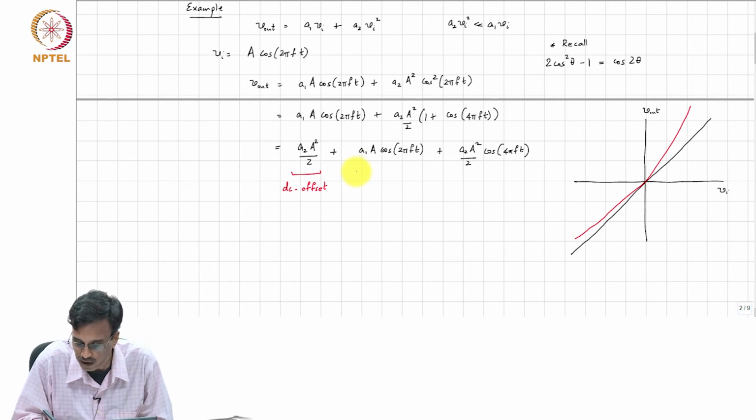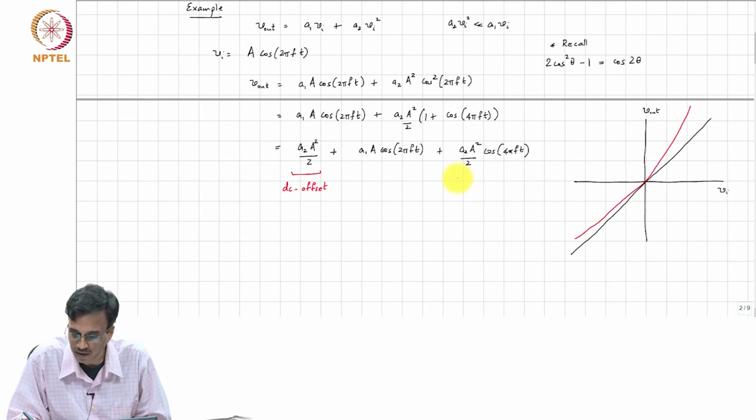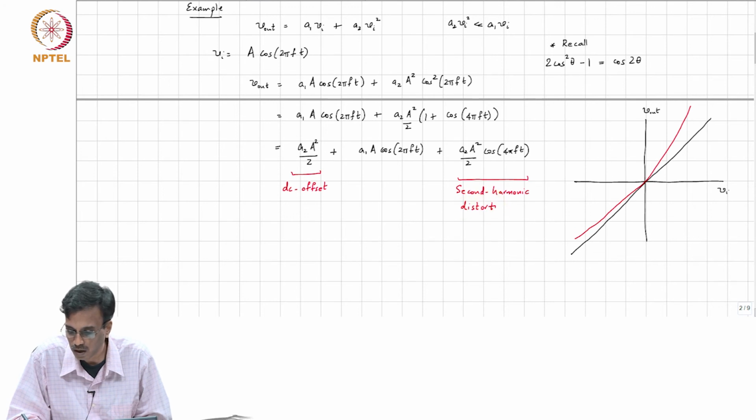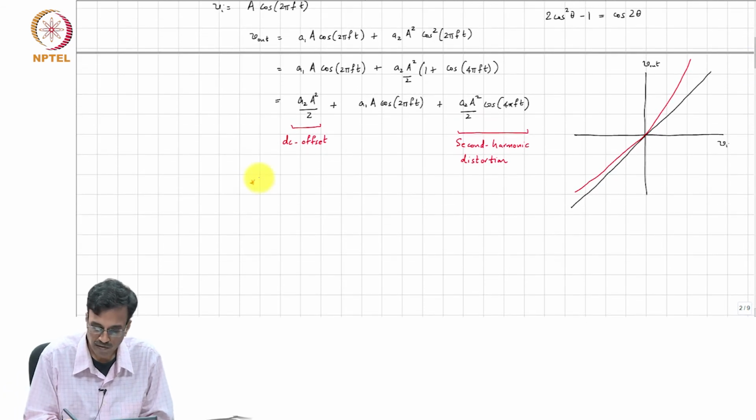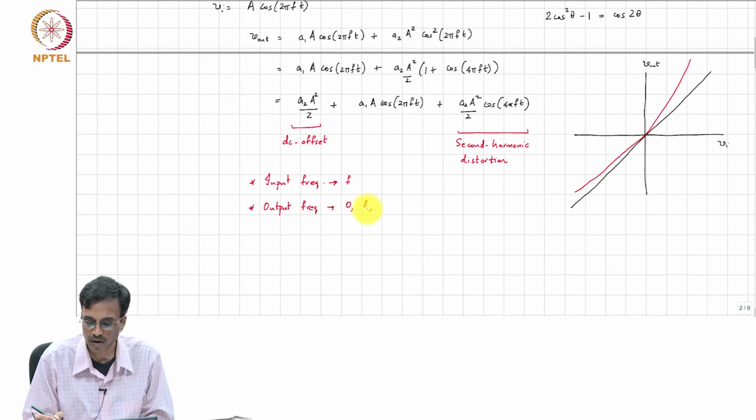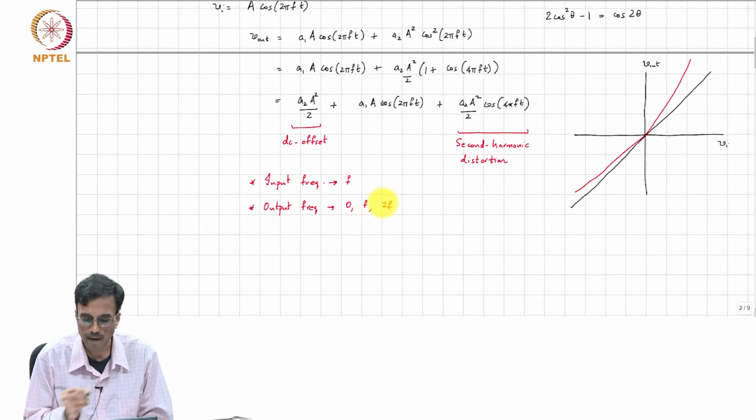Then of course, this is the linear term, there are no surprises there, and this is the second harmonic distortion. So, in other words, we put in an input frequency of f, but our output frequencies are 0, f and 2f.